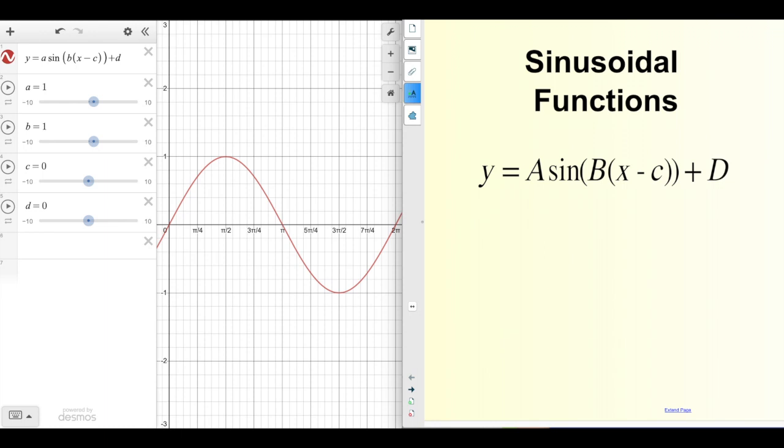Alright, today's lesson will be about sinusoidal functions. Sounds complicated, but it's not. It's pretty much transformations, which most of the stuff I know you get already. So it's kind of going to be a familiar review.